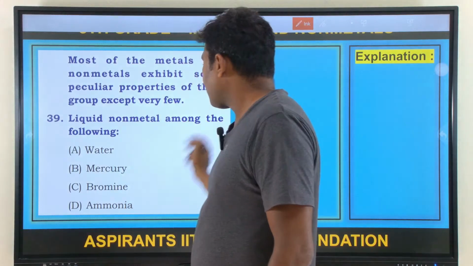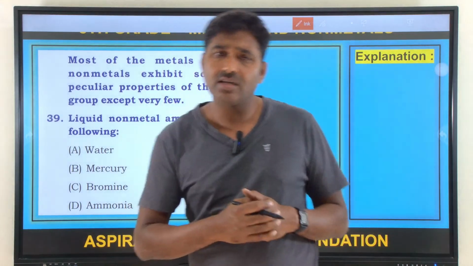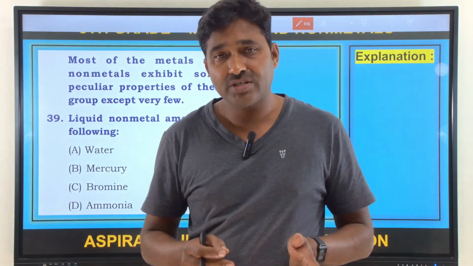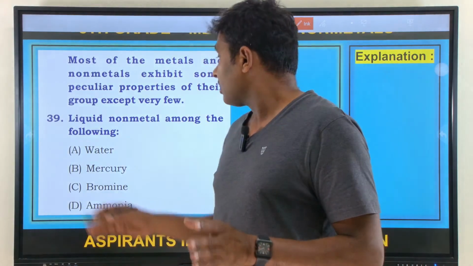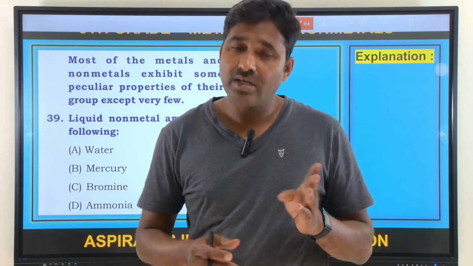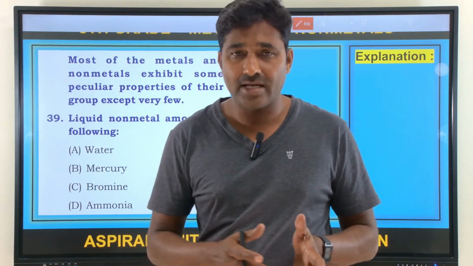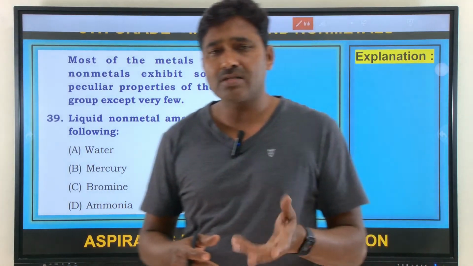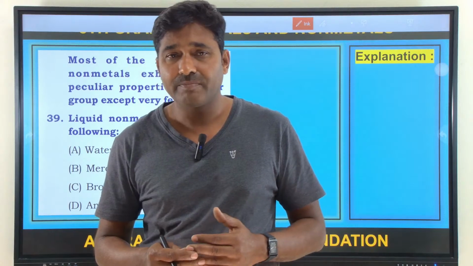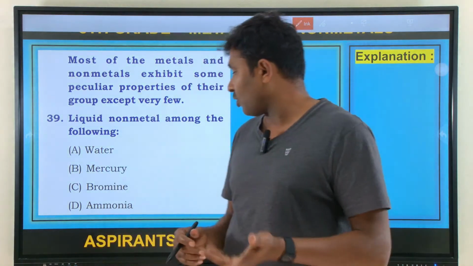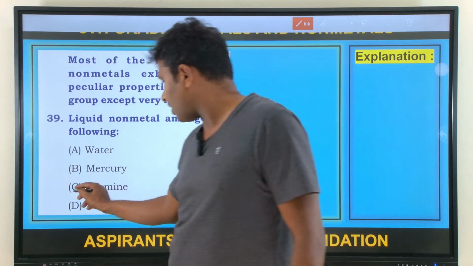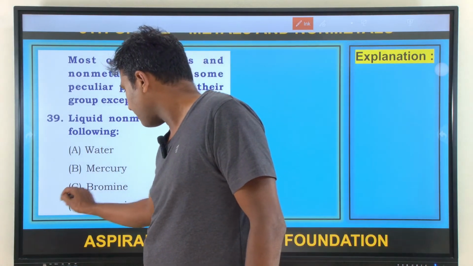Liquid non-metal among the following is. Non-metals exist in three states: solid state, liquid state, and gaseous state. Most of the non-metals are gases, the solid non-metal is iodine, and the liquid non-metal is bromine. So the liquid non-metal among these four options is bromine. That is option C.